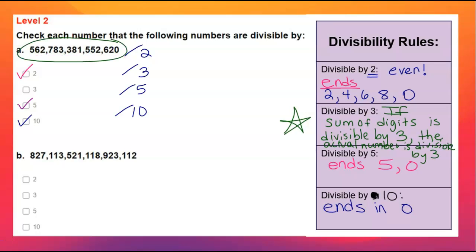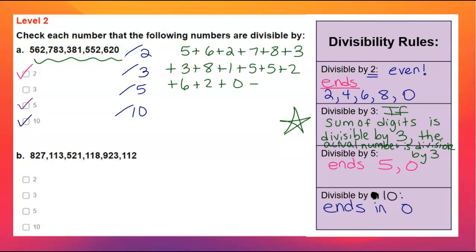Let's try it out by adding all the digits of this number. So 5 plus 6 plus 2 plus 7 plus 8 plus 3. Go ahead and continue in your calculator, add up all the digits. So why don't you hit pause and do that. Whether you found the total using your head or with a calculator, you should get 63.